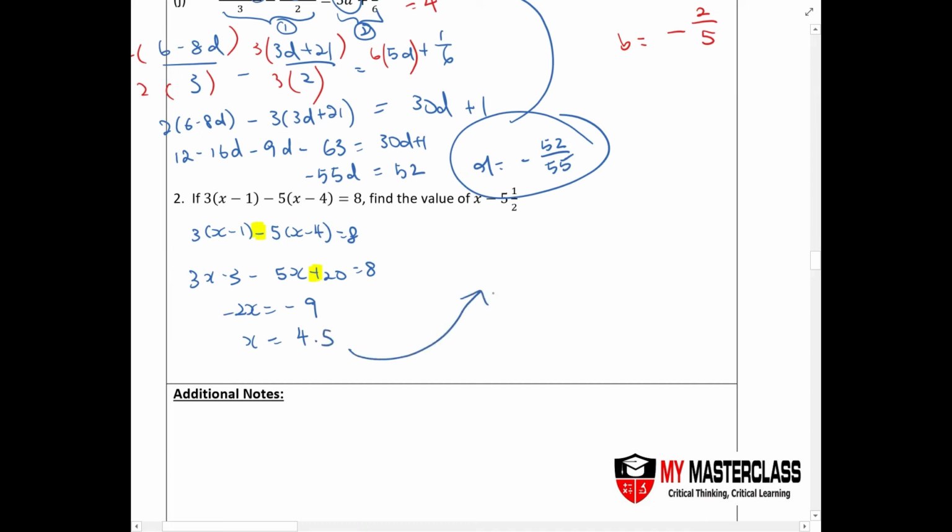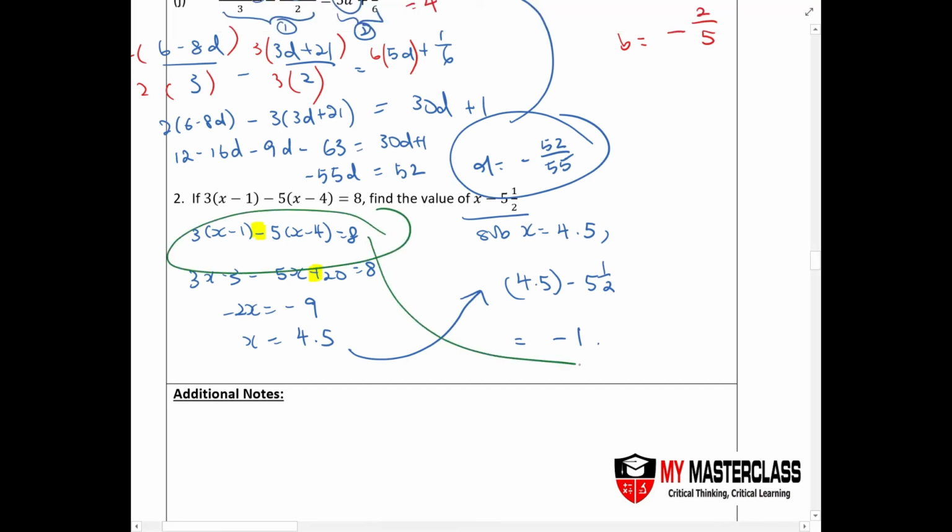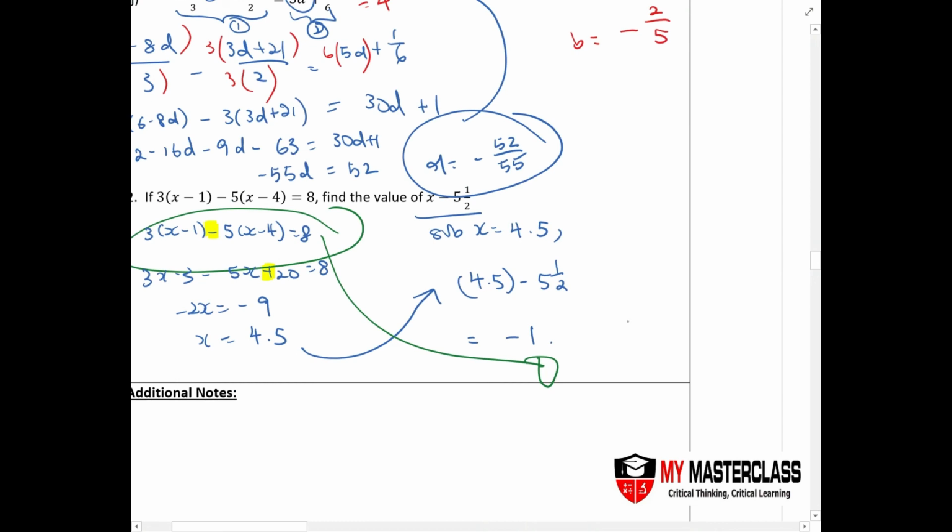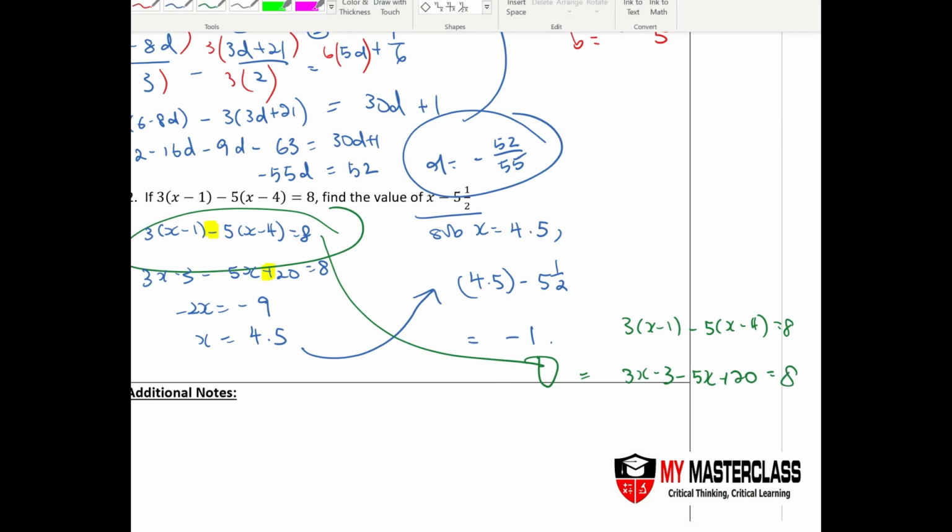Now substitute this value of x into this expression. So you have 4.5 minus 5 1 over 2, which will give you negative 1. Now what is the common mistake that I'm addressing here? A lot of students will write this: 3x minus 1 minus 5x minus 4 equals 8. Then they write equal to 3x minus 3 minus 5x plus 20 equals 8. Now can you notice what the common error is?